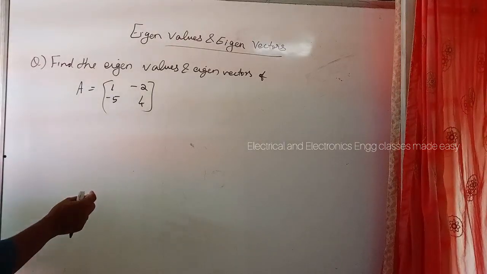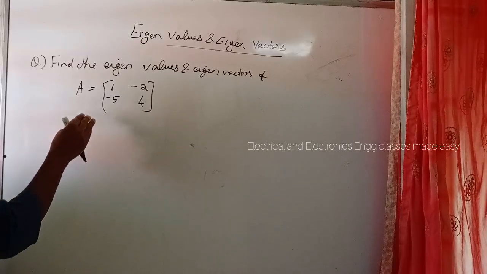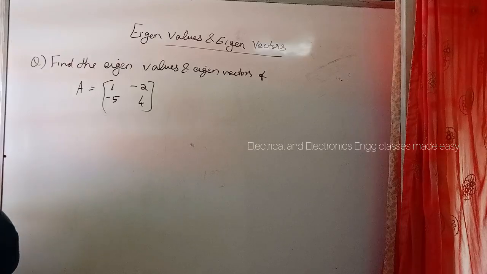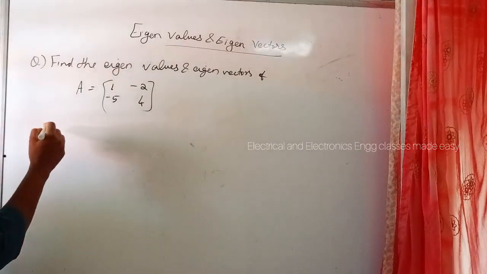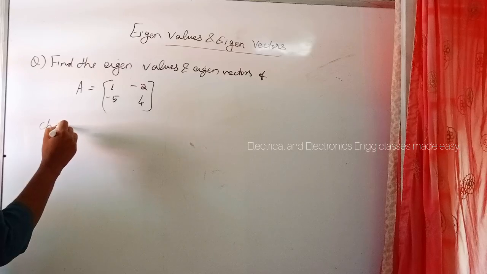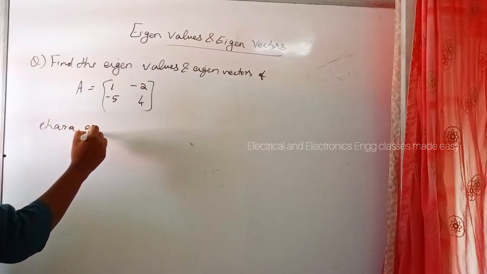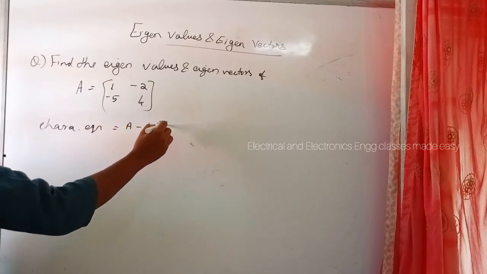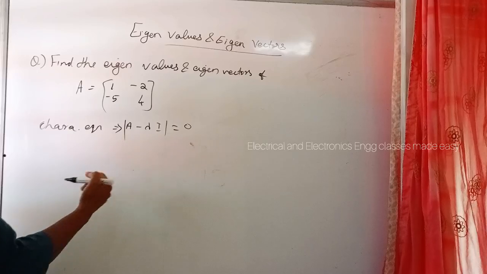Let us do a problem. Find the eigenvalues and eigenvectors of the matrix A equal to [1, -2; -5, 4]. Our first step is to find the eigenvalues, so we have to find the characteristic equation. The characteristic equation is determinant of A minus lambda I equal to 0.